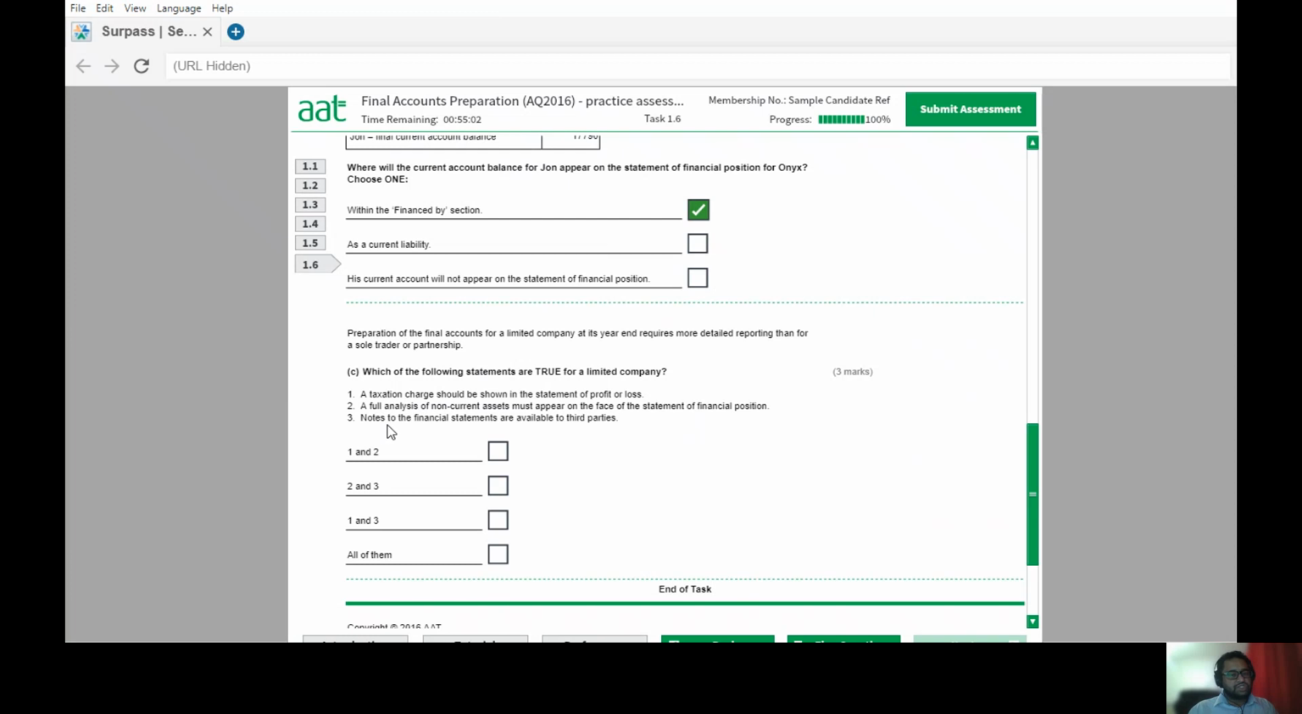And the third one is notes to the financial statements are available to third parties. Of course, it can be made available. So the answer is going to be 1 and 3.